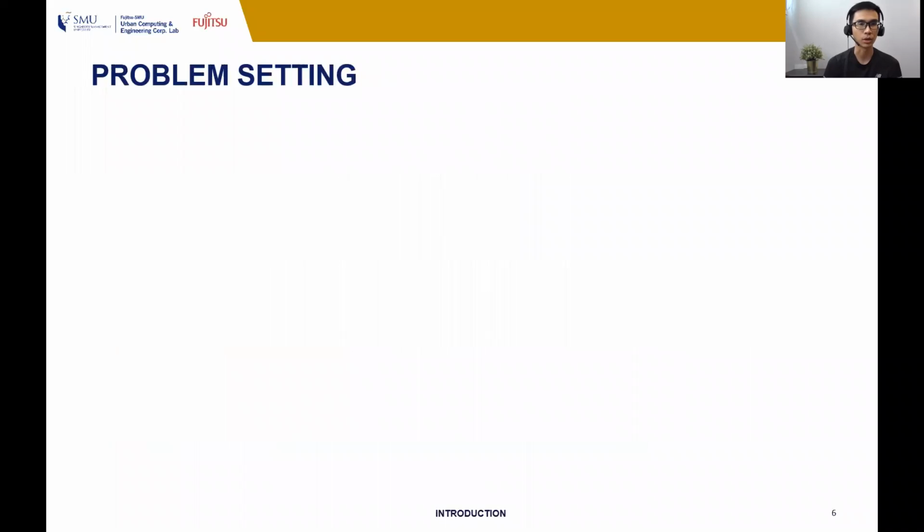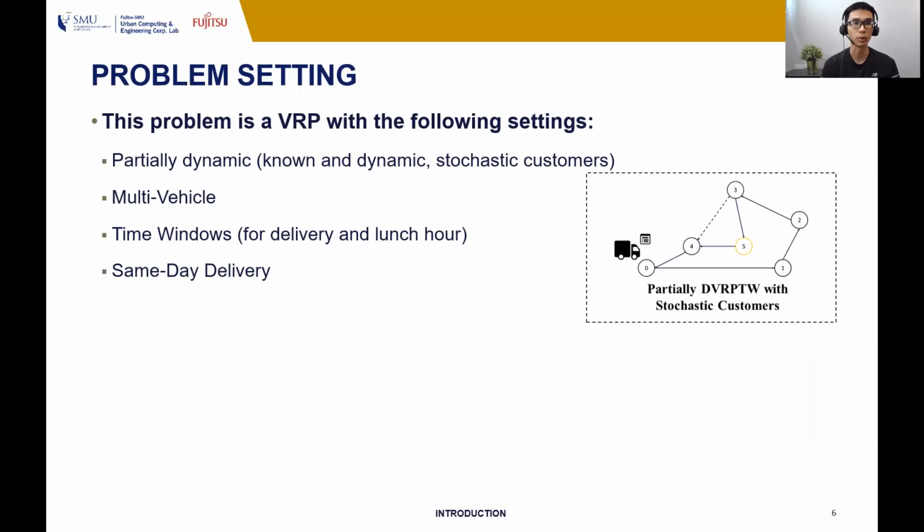So the problem setting that we are addressing here is actually a VRP with the following settings: partially dynamic, known, and also dynamic stochastic customers, meaning that at the start of the day, a logistic company will already have a list of known customers, and throughout the day, when the vehicles are doing the delivery, there will be new customers that are coming in dynamically.